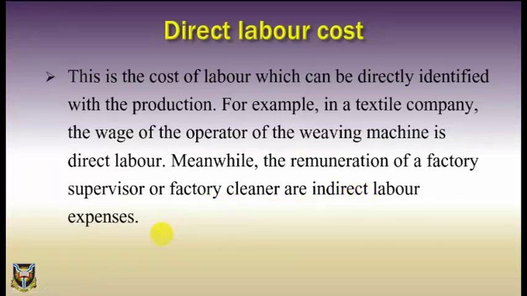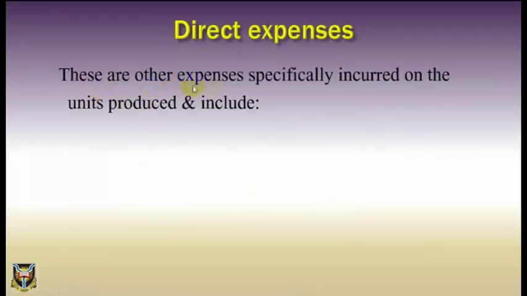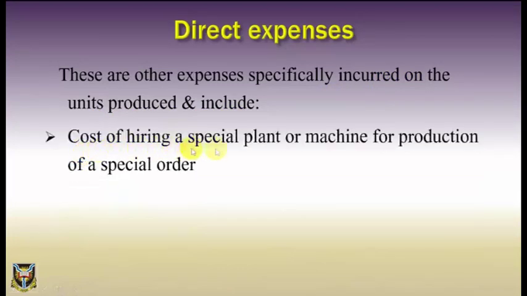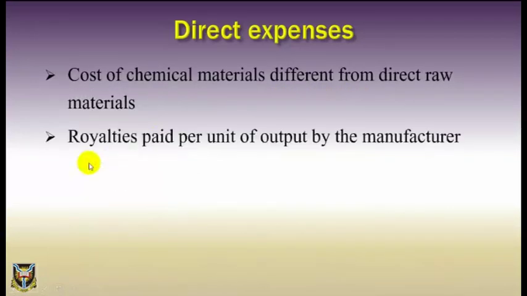D. Direct expenses. These are other expenses specifically incurred on the units produced. These include cost of hiring a special plant or machine for production of a special order, cost of chemical materials different from direct raw materials, and royalties paid per unit of output by the manufacturer.